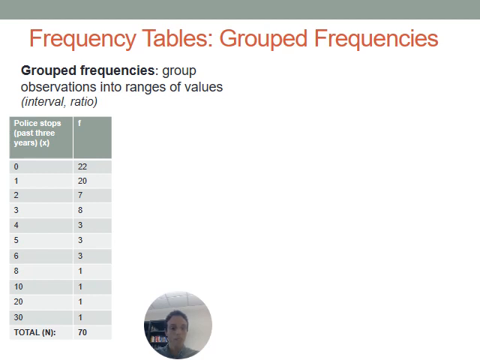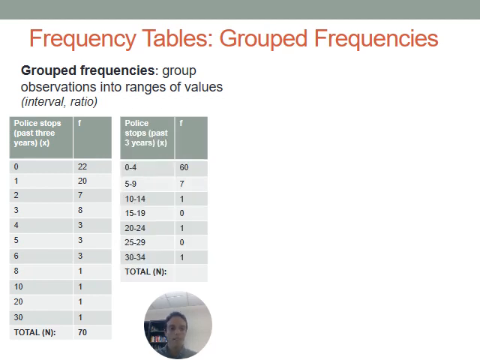So this is the original frequency table for the police stop data that was on the last couple of slides. And this is an example of a grouped frequency table using the same data. So what I've done here is I have grouped our observations into ranges. So instead of listing out each of the specific numbers that people put into the box, I have ranges now, 0 to 4, 5 to 9, 10 to 14. And what I did is I collapsed the information from the original frequency table into these ranges.